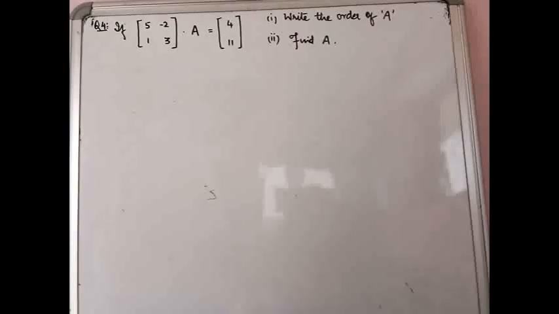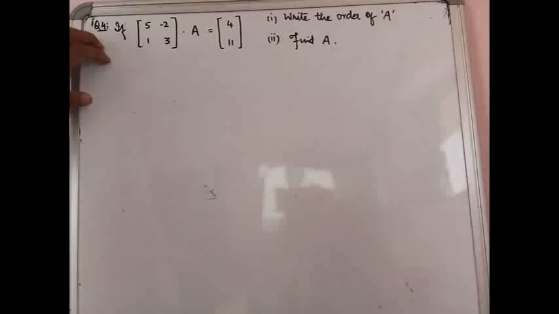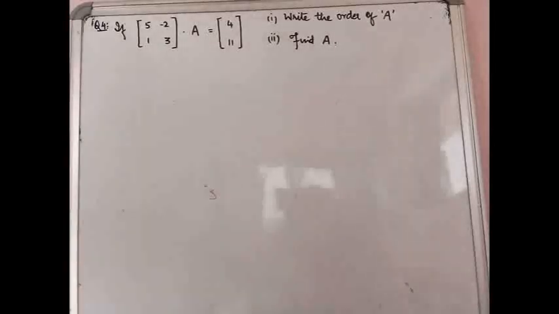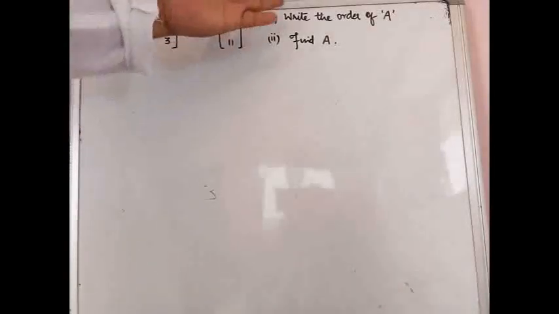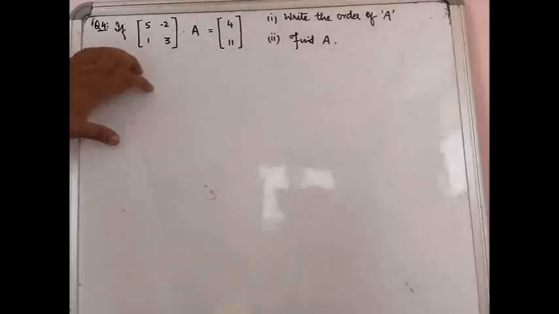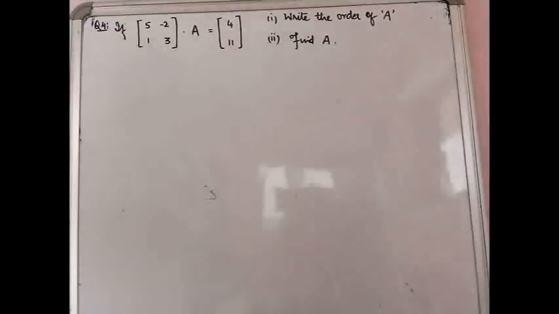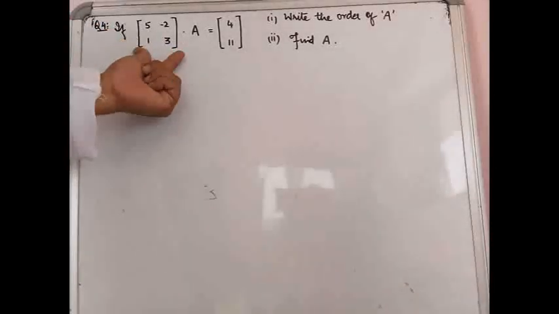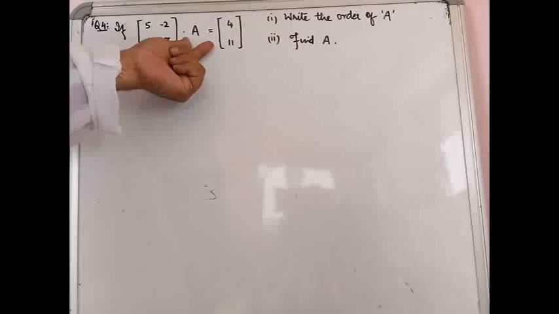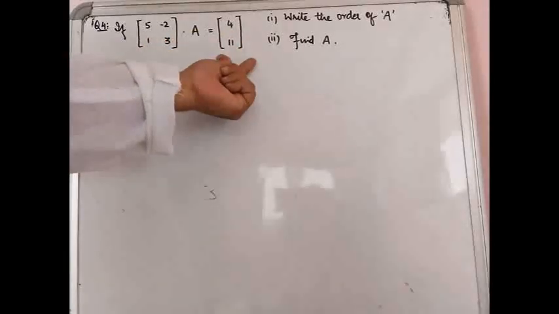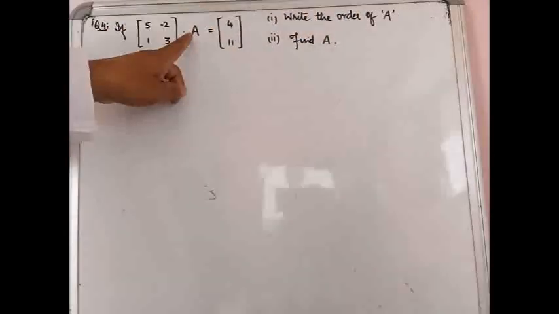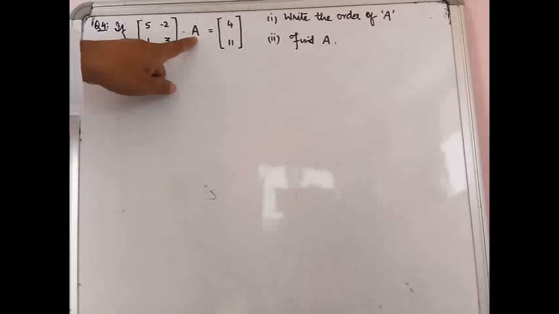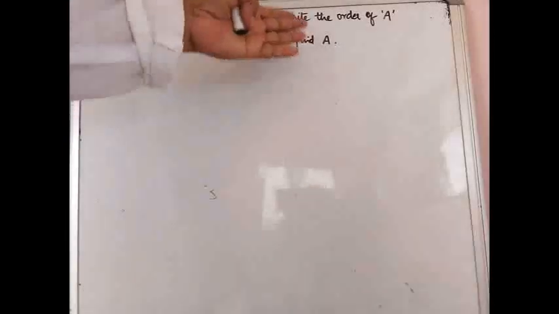So now going on to the last question of this particular lecture, question number 4. Again, you will see a condition over here, and based on this condition there are a few questions to be answered. But this is a very different kind of question, so please pay attention. If this matrix into another matrix A is giving you a third matrix over here, then write the order of A. This A is a matrix, written in capital letters, and we don't know its elements or its order, so we are going to find both of them.